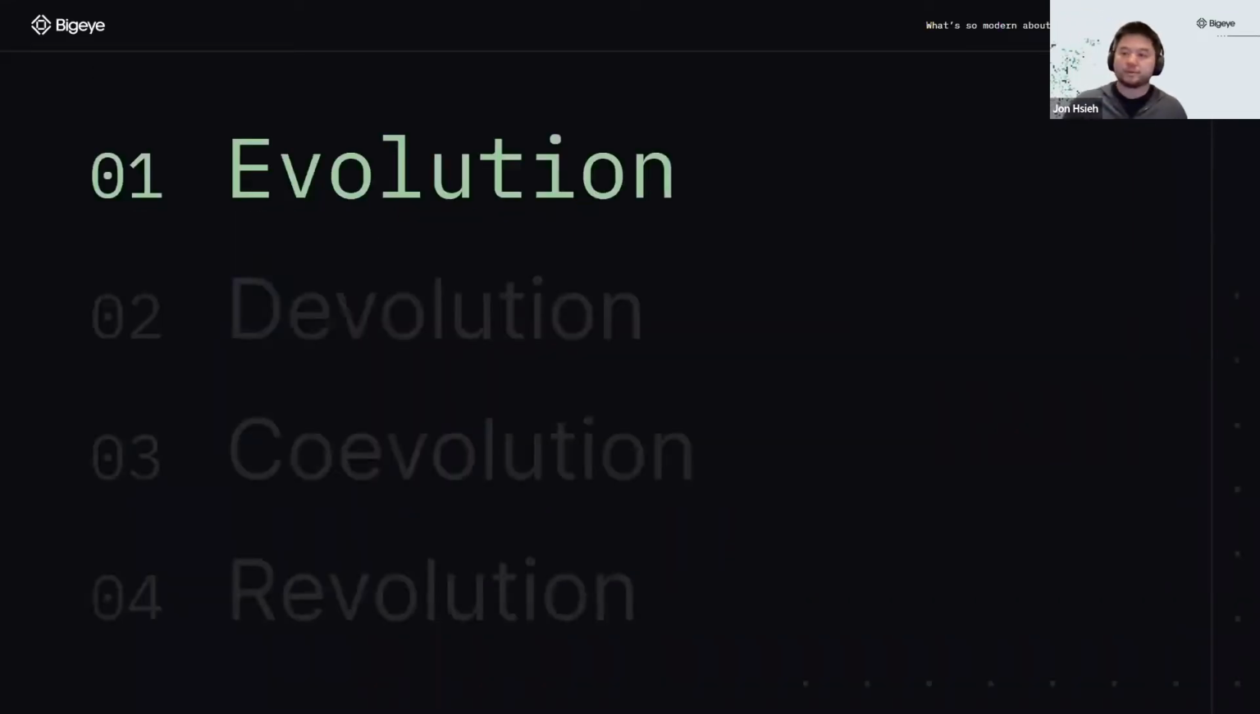So what's the story I'm going to tell? Well, I think the modern data stack is really a story about the evolution of data systems, the de-evolution that has happened in the past couple of years around the stack, the coevolution with other ways of doing work, software perhaps, and then this revolution that's going to come because of all these different changes that have come along the way. So I'm going to focus on the slides more, but please feel free to ask questions and I'll try to answer them at the end.